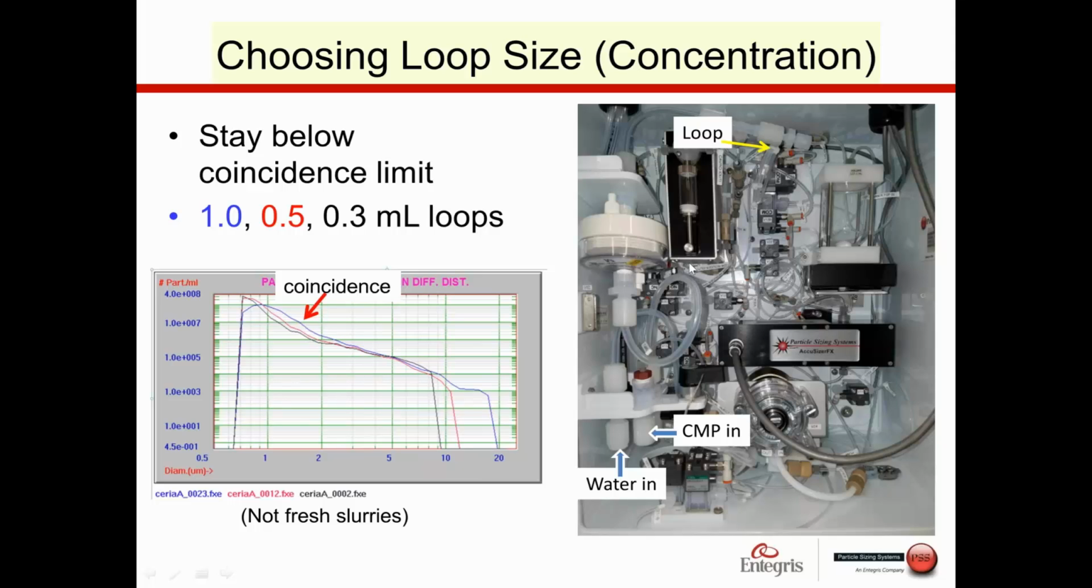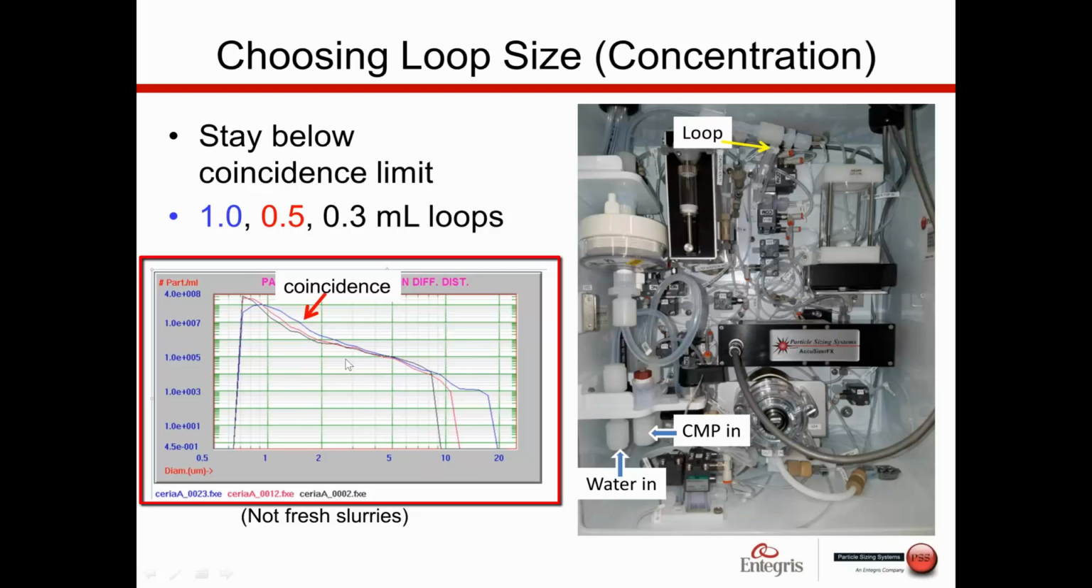And one of the things we might do to begin with is say, what size sample loop should we use? Maybe a 1, 0.5, or 0.3 ml sample loop. As we increase the loop volume, we're increasing the number of particles. So if we're dealing with very high concentration CMP slurries, we'll probably use a smaller sample loop. What we want to check for is to make sure we choose a loop where we're not in the coincidence range of the sensor.